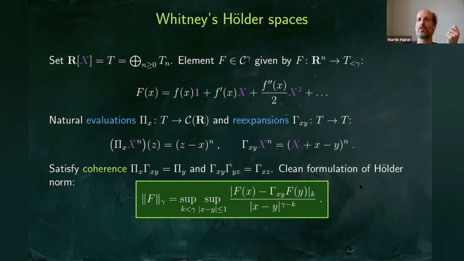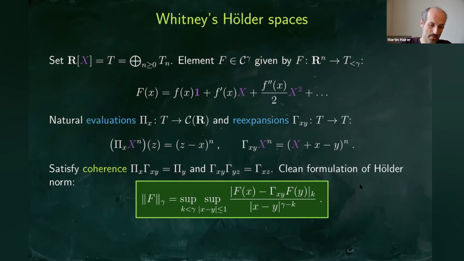But then if alpha is between 1 and 2, then you have to look at f(x) minus f(y) minus (y minus x) f'(x) or something like that, and then divide that by |x minus y| to the power alpha. So depending on which two integers you sit in between, you have to somehow subtract the Taylor expansion up to that value in order to define your Hölder space. So my claim is that the correct definition of the Hölder space C^γ is the following.